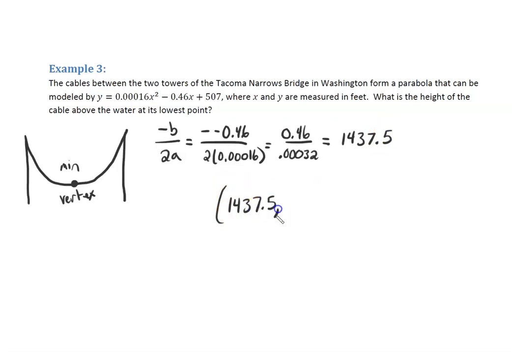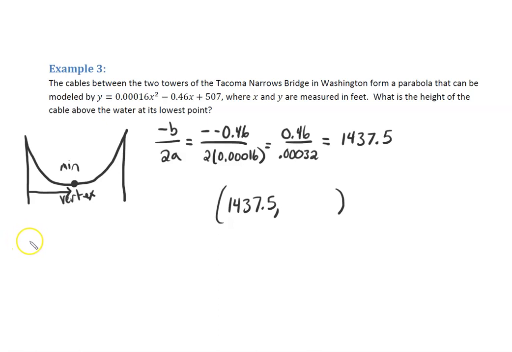That is the x value of our vertex. So that is how far in the minimum point is. So it is 1,437.5 feet horizontally distant from the support. So to find the height it is above the water, we need the y value. So we plug in 1,437.5 into our equation where x is.